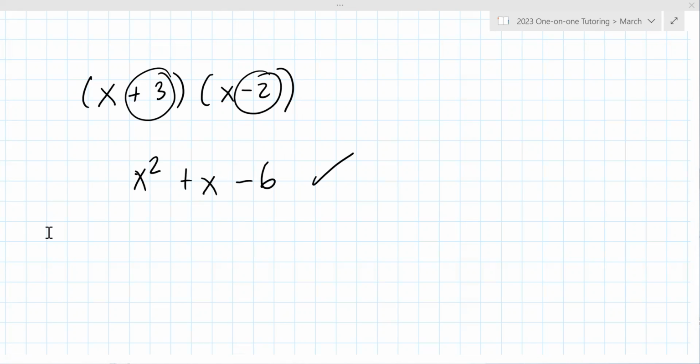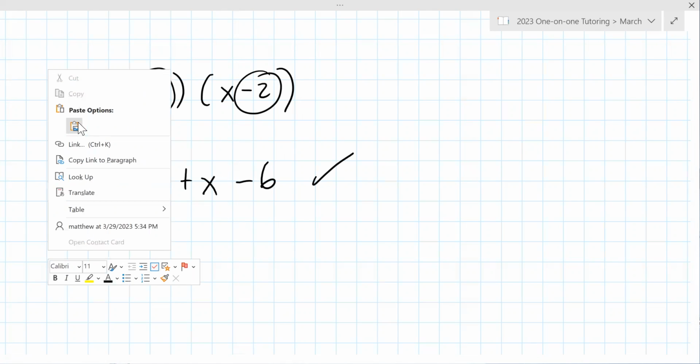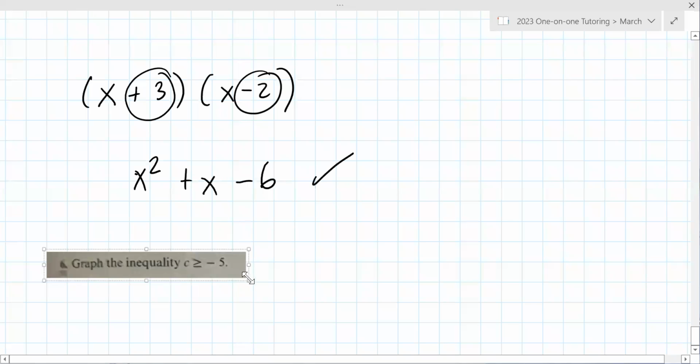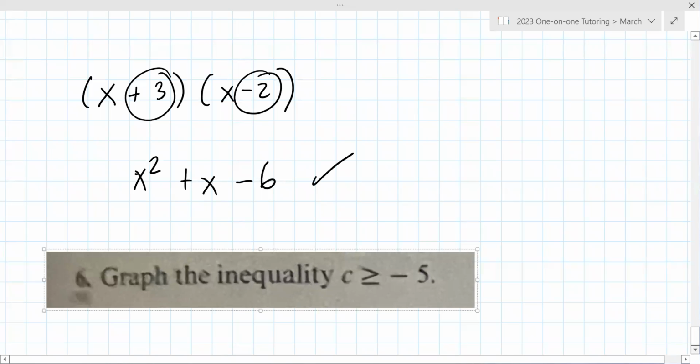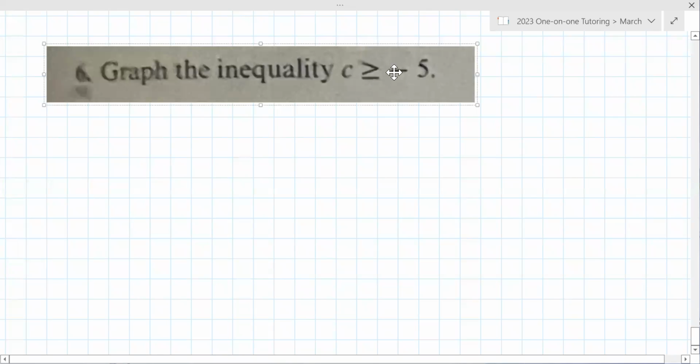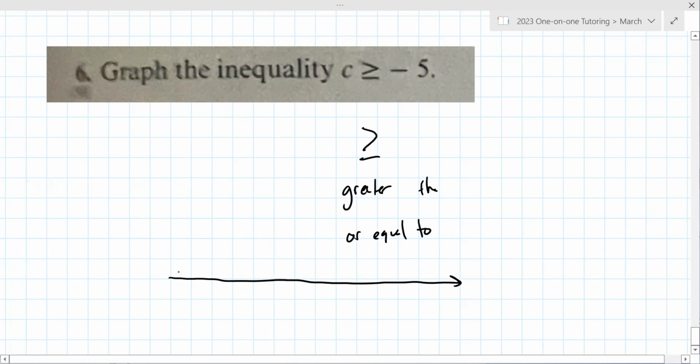So go out there if you're ever unsure, or we can do more tomorrow if we need to, but let's keep going here. It says to graph the inequality C greater than or equal to -5. Again, that first one is the greater than. And then the line underneath means the or equal to. That corresponds to a filled in circle on the number line. So I always choose my point right in the middle. You don't have to put 0 in. You can actually just put that point wherever you want.